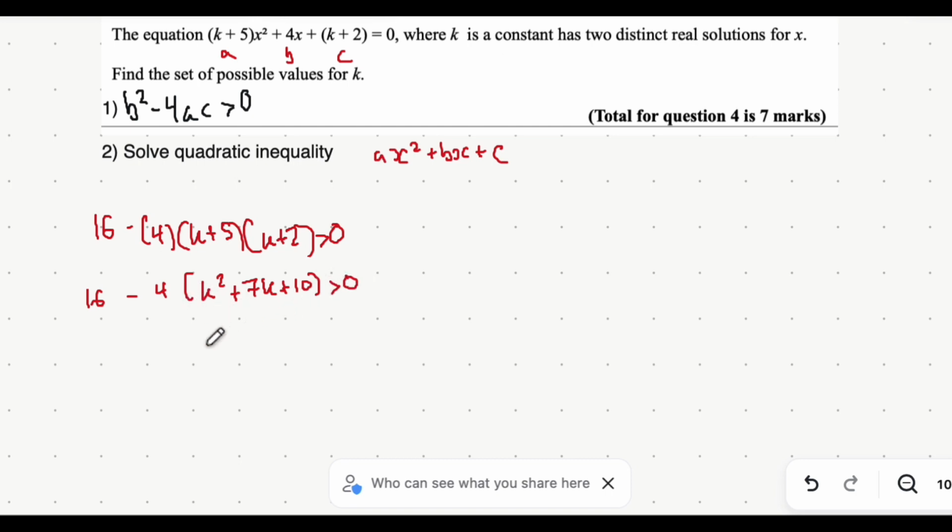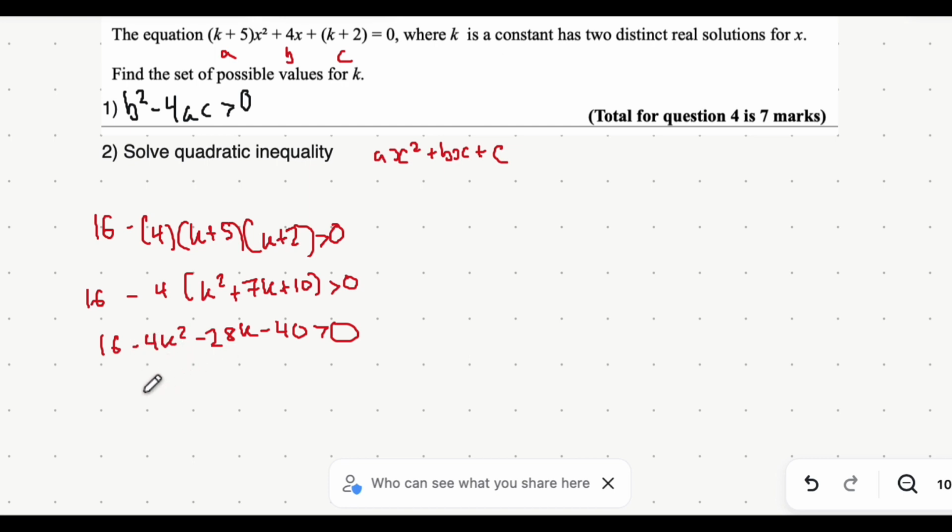Let's expand out this bracket now. Minus 4 times k squared is minus 4k squared. Minus 4 times 7k is minus 28k. And minus 4 times 10 is minus 40. Is all bigger than 0.